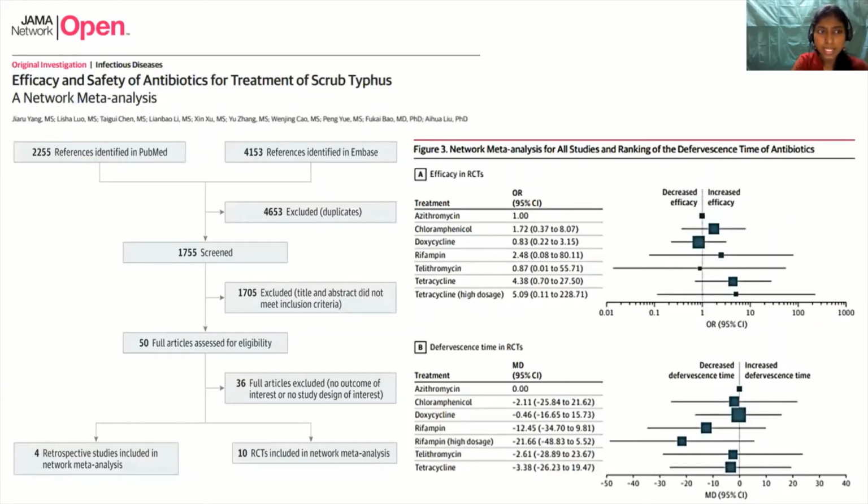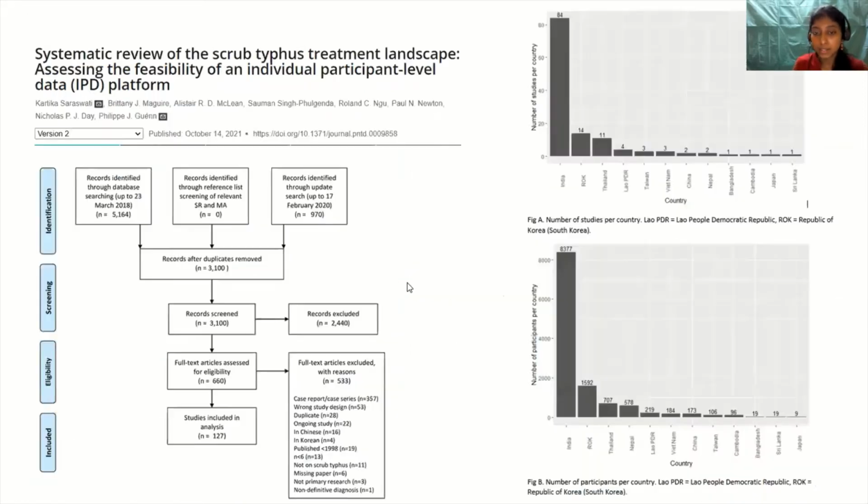This is a meta-analysis which was recently published in JAMA, which looked at the efficacy of various drugs used in the treatment of scrub typhus. They used azithromycin as a reference standard. No other drug showed any increased efficacy as compared to azithromycin. The other drugs which they studied were chloramphenicol, doxycycline, rifampicin, telithromycin, and tetracycline. So there is still a lot of dilemma on which is the best drug which can be used for scrub typhus.